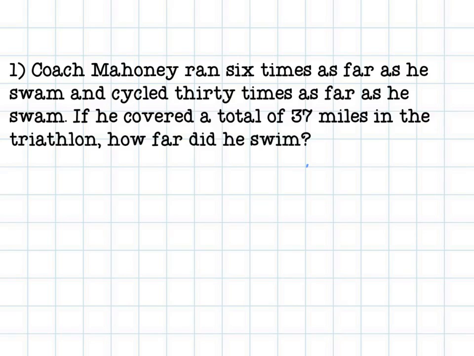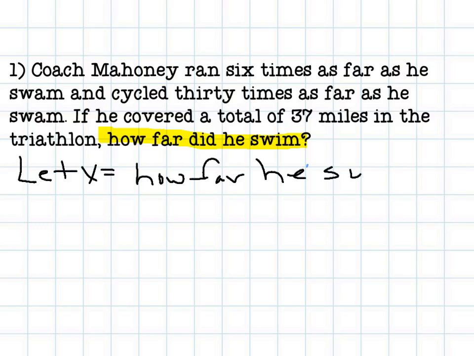Now remember, the first thing we need to do is figure out what the unknown quantity is that we are trying to solve for. So go back and look in the problem and find out what they're asking us to find. And you can see here, they're asking us to find out how far he swam. So what we're going to do is identify our variable. We can say let x equal how far he swam.